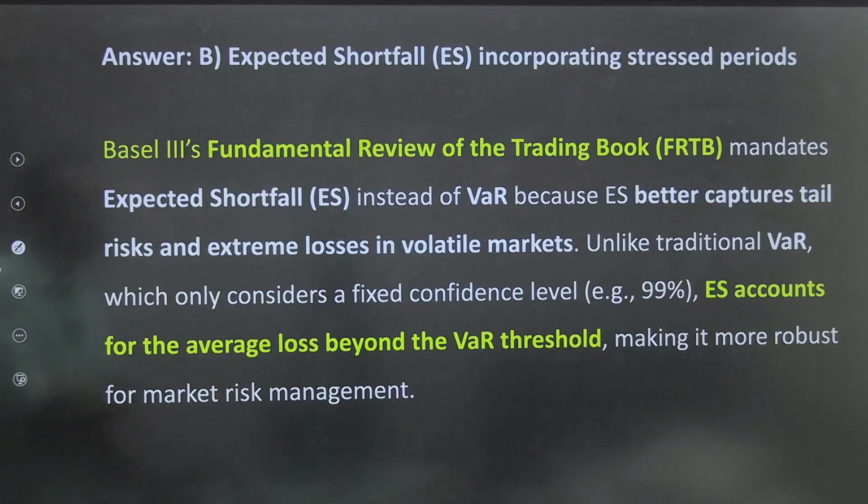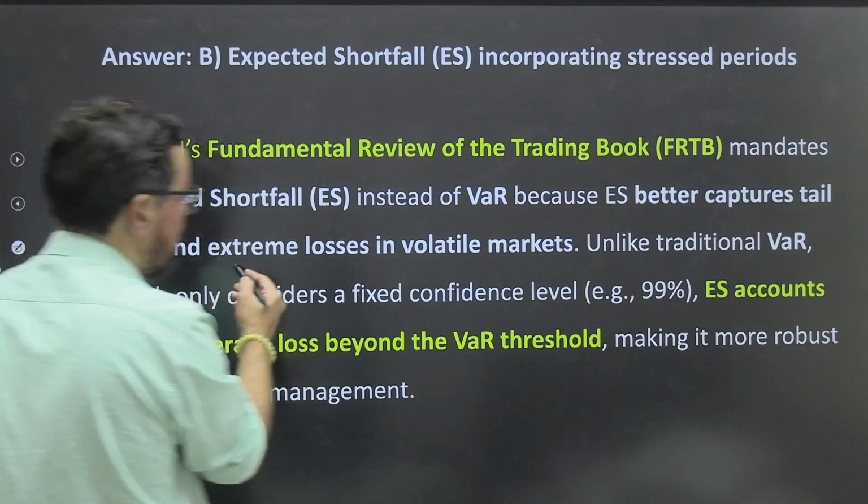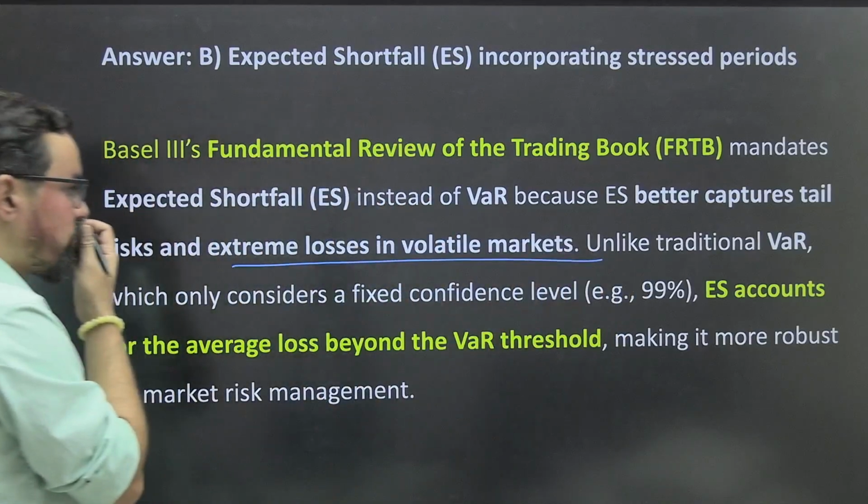The Basel 3 fundamental review of the trading book mandates expected shortfall instead of VAR, because ES, the conditional VaR as we call it, which we discussed in a previous question, better captures the tail risk and extreme losses in a volatile market. So this is the one thing.